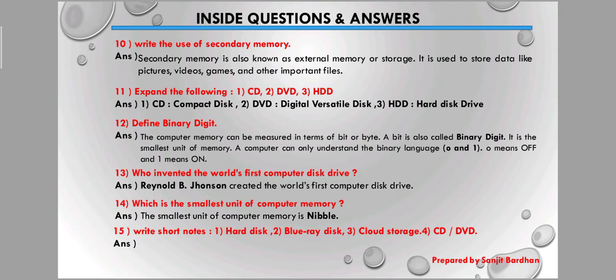And here is question number 10. Write the use of secondary memory. Secondary memory is also known as external memory or storage. It is used to store data like pictures, games, and other important files. Question number 11 is to explain the following: CD, DVD, HDD. Here is the full form of CD, DVD, HDD: compact disc, digital versatile disc. HDD means hard disk drive.